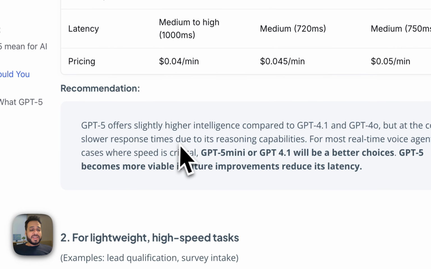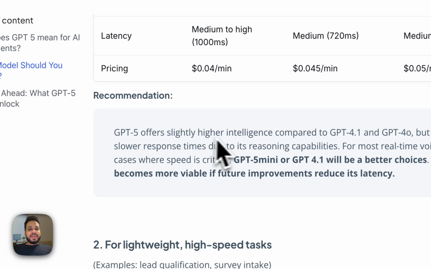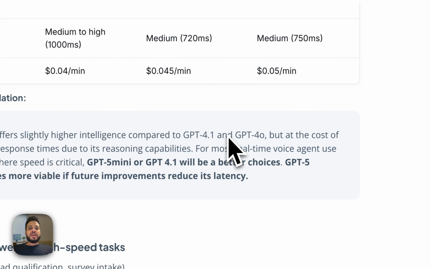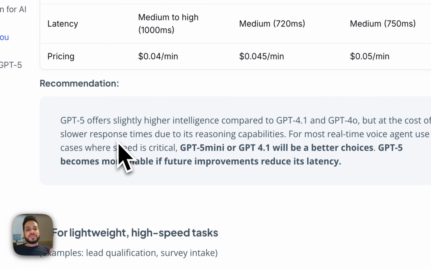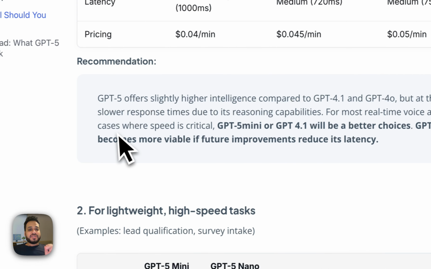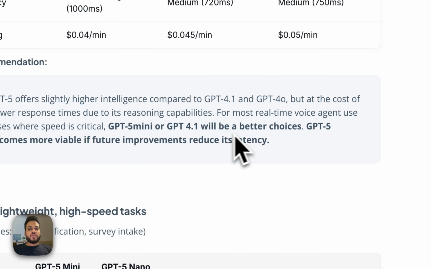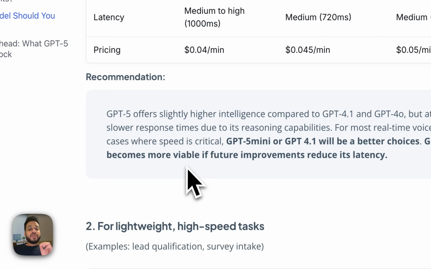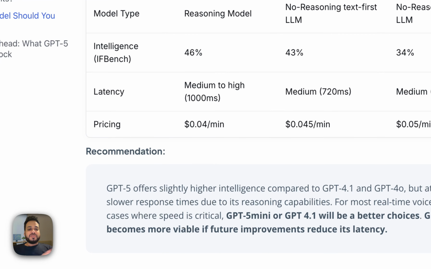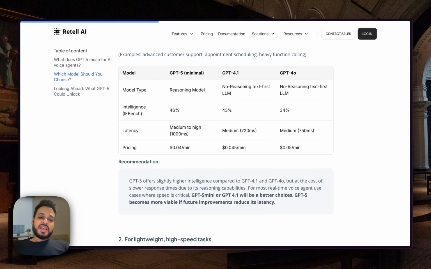And let's see what the recommendation Retell is giving. GPT-5 offers slightly higher intelligence compared to GPT 4.1 and 4.0, but at the cost of slower response due to its reasoning capabilities. For most real-time voice agent use cases where speed is critical, GPT-5 Mini or GPT 4.1 will be a better choice. GPT-5 becomes more viable if future improvements reduce its latency, exactly what I told when I saw this comparison. So Retell and I are on the same conclusion that right now, I'm not willing to give my latency to get 3% increase in intelligence level, right?